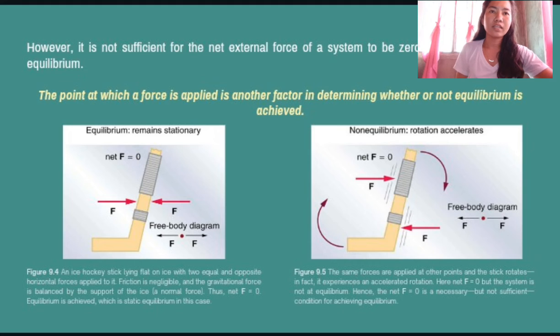While in the second, it is non-equilibrium since the rotation accelerates. The same forces are applied at other points and the stick rotates. In fact, it experiences an accelerated rotation. Here, net force is equal to 0, but the system is not in equilibrium. Hence, net force equal to 0 is a necessary but not sufficient condition for achieving equilibrium.